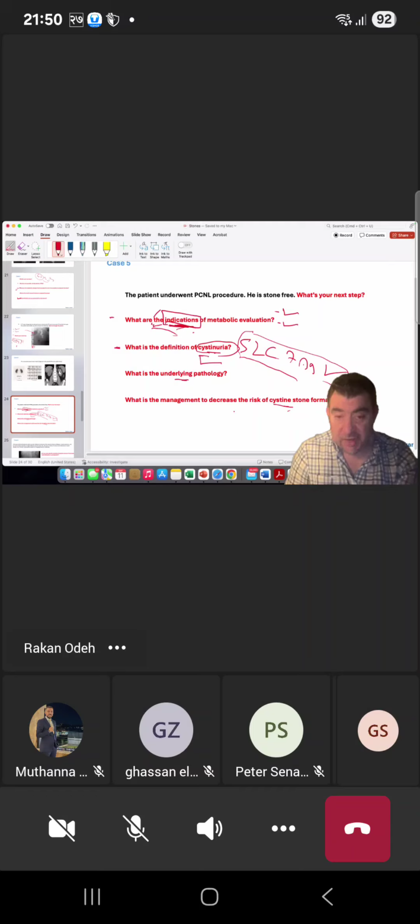And the management. For management of any stones, you talk about the diet, fluid, and pH. The last thing will be a chelating agent. For diet, you need to decrease the cysteine-containing diet, which is mainly animal protein. For fluid, you wake the patient up even from sleep to drink water. You need about 3 to 4 liters per day for cystine. For pH, you increase the pH, obviously.